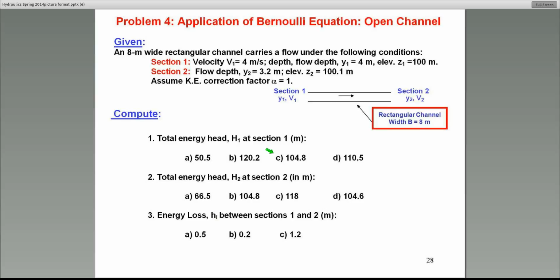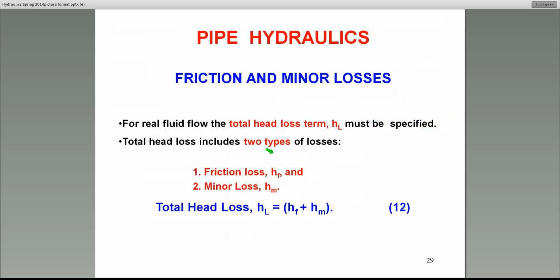Okay. Let's move on to some pipe hydraulics now. One of the things they'll probably ask you in many, many problems is to compute 2 types of losses in pipes. One is called the friction loss, the other is minor loss. This sets the stage for analyzing pipe systems. Typically the total loss is the sum of the 2.